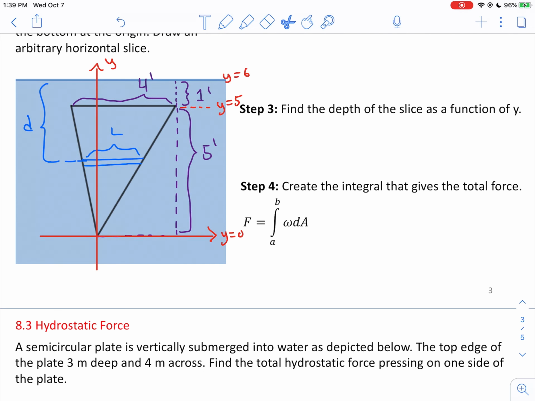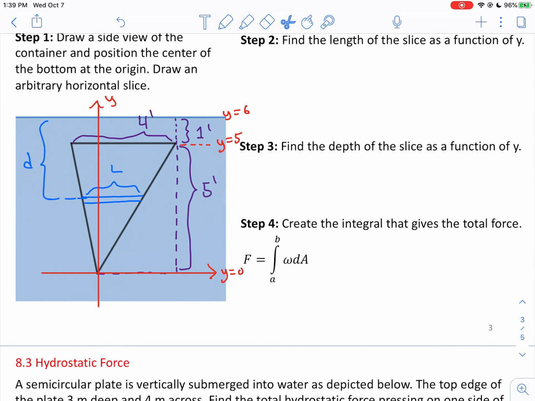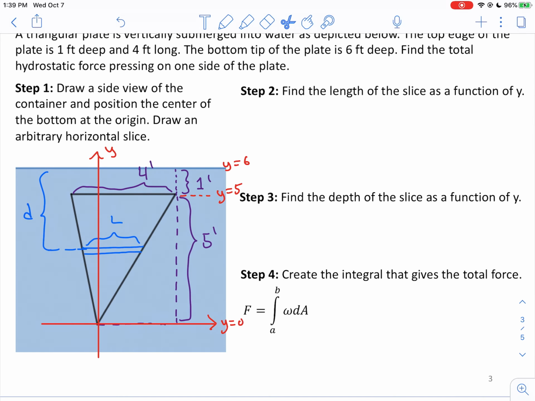There's lots of freedom actually in setting these problems up, but to be consistent, I'm going to try to always put the bottom of the plate centered at the origin and then try to model from there. Step 2 is find the length of the slice as a function of y. There's several ways you might go about doing this.